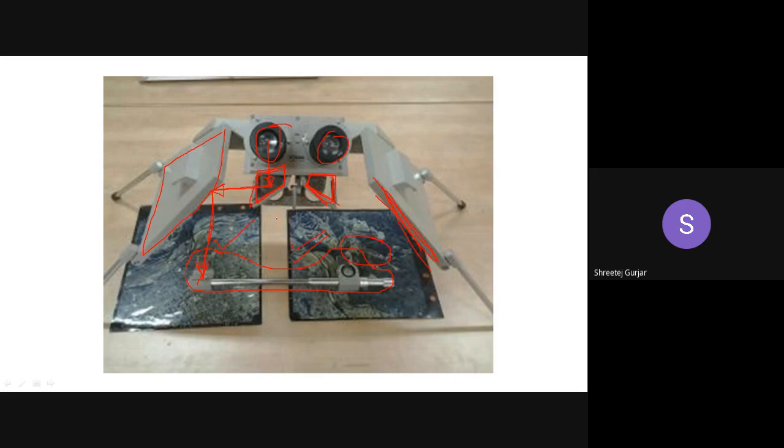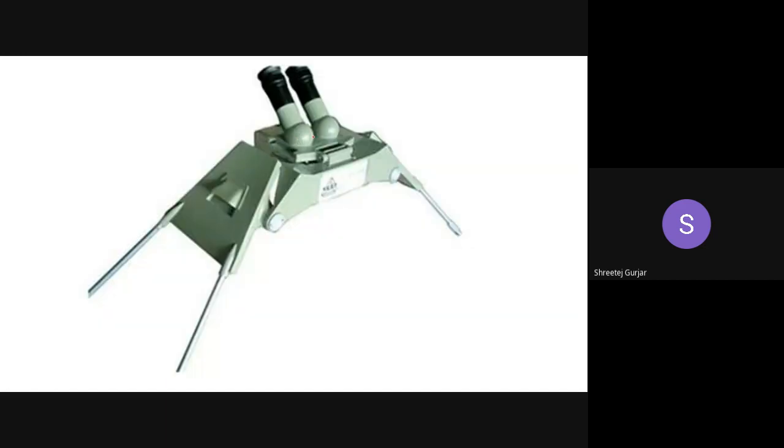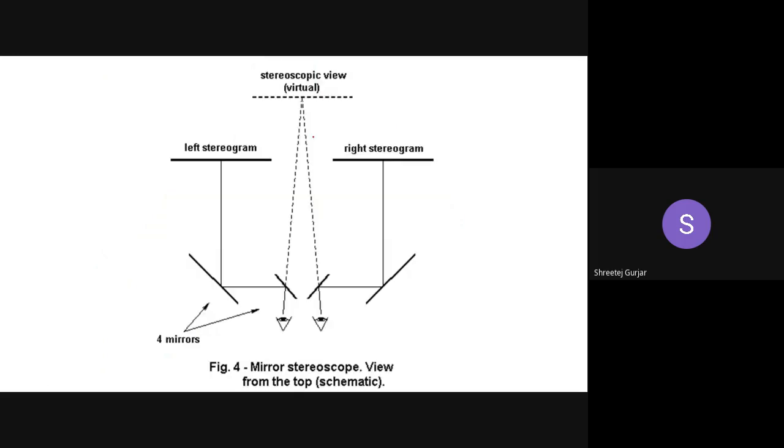Okay, coming to a few other details. This is just a 3D view or a photograph of a mirror stereoscope. This particular instrument can be folded and carried in a box. Okay, this can be folded. This is another image showing you a mirror stereoscope. This line diagram will help you understand how the line of sight actually works.